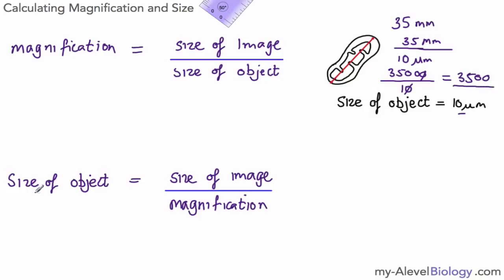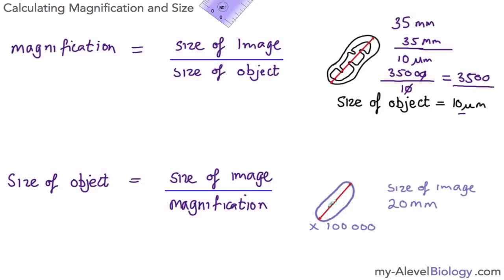Now what if we want to work out the size of the object? We have the magnification and we have the size of an image. Well, let's have a look at an example for that one. So here is a cell. It could be a bacterial cell or something like that. We have a bit of data in terms of the magnification, and we also have the size of the image, which is 20 millimeters.